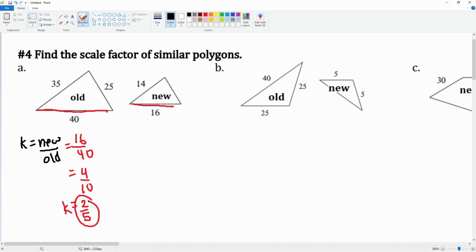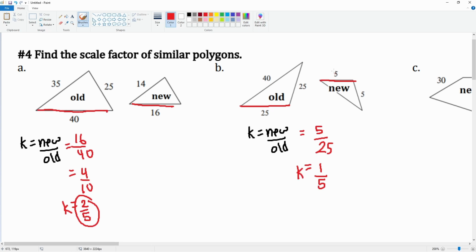Again, here the formula is the same, k is new over old. Okay, let's plug in the values here. The new value here, let's look at what's corresponding here. The bottom length and the bottom length. So the new value is 5. The old value is 25. That does simplify. 5 goes into both. 5 goes into 5 one time. 5 goes into 25 5 times. So the k value is 1/5.